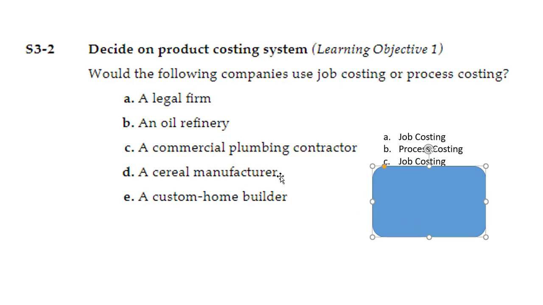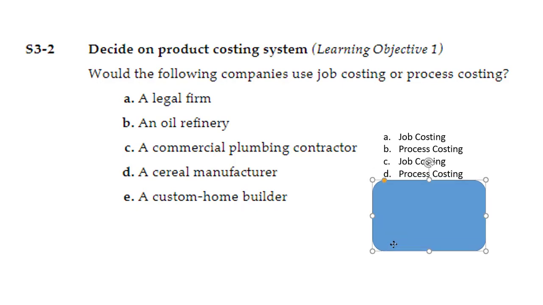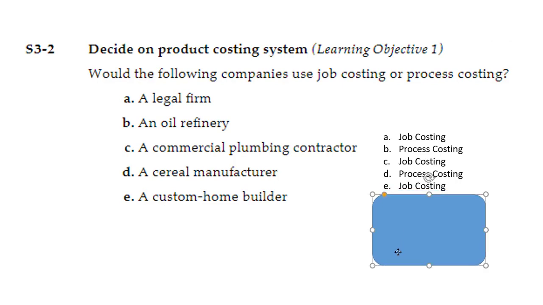A cereal manufacturer. Now that's a little bit tricky, but just think if you're General Mills and you're producing Raisin Bran, there are millions of boxes of Raisin Bran that you're producing and each one's the same, right? So that would be process costing. And then finally, a custom home builder. These are custom homes, not track homes, whatever that is anymore. But a custom home builder would definitely be job costing.